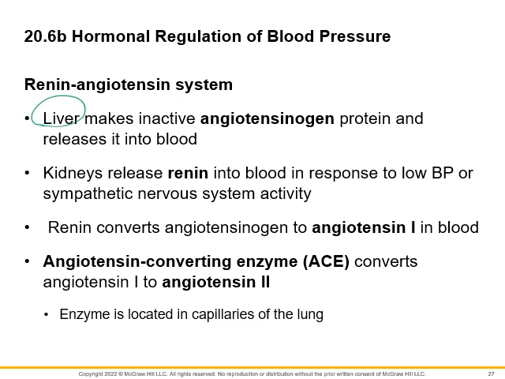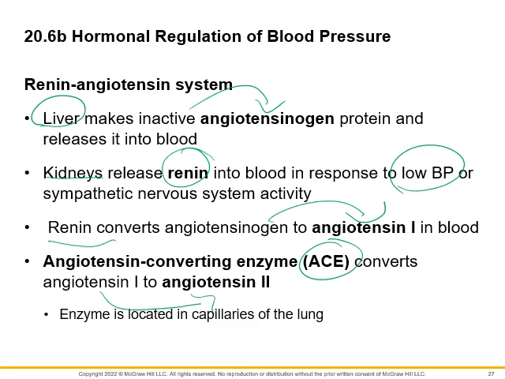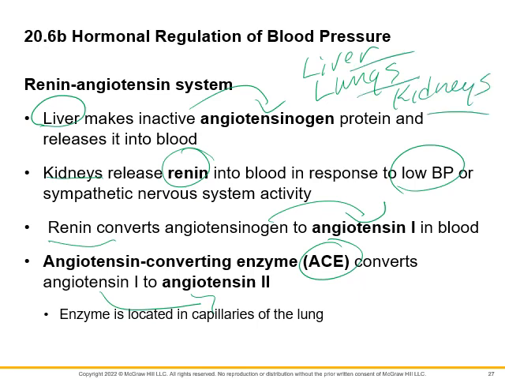So just in words, the liver makes the angiotensinogen, the kidneys release renin in response to low blood pressure. Renin converts angiotensinogen into angiotensin 1, and then this ACE enzyme converts 1 into 2. So hopefully we can see there's lots of players here, right? The liver, the lungs, the kidneys, these are all releasing factors that ultimately activate angiotensin II.